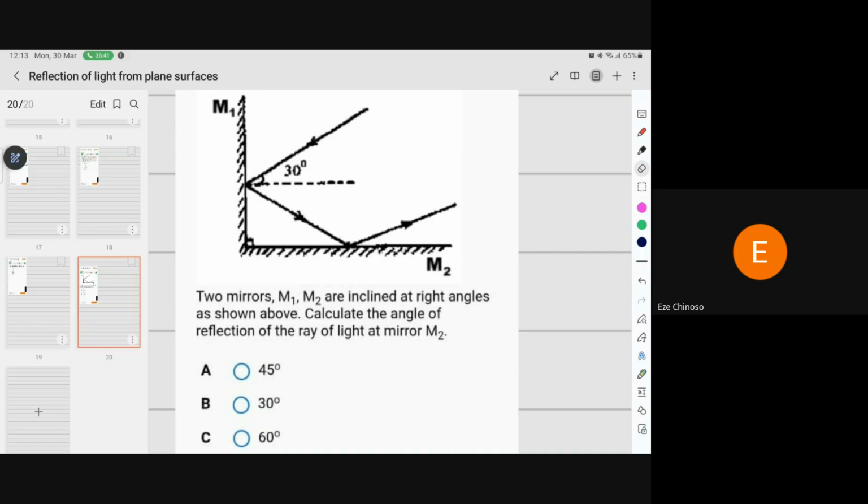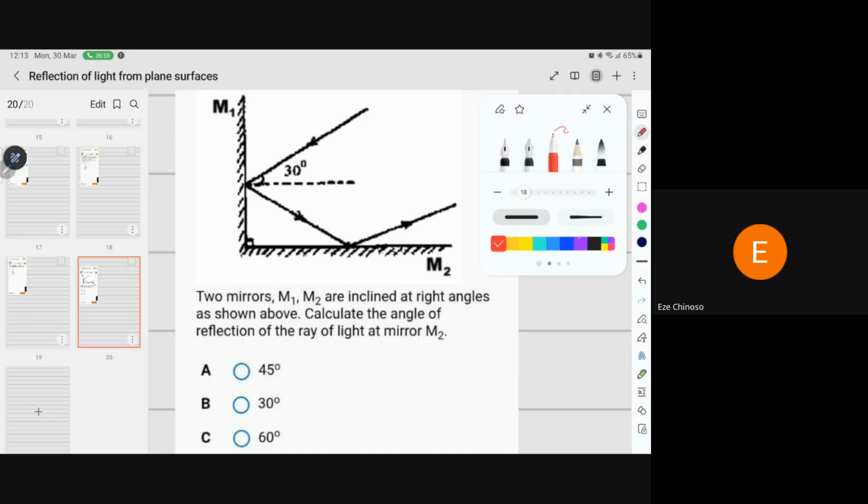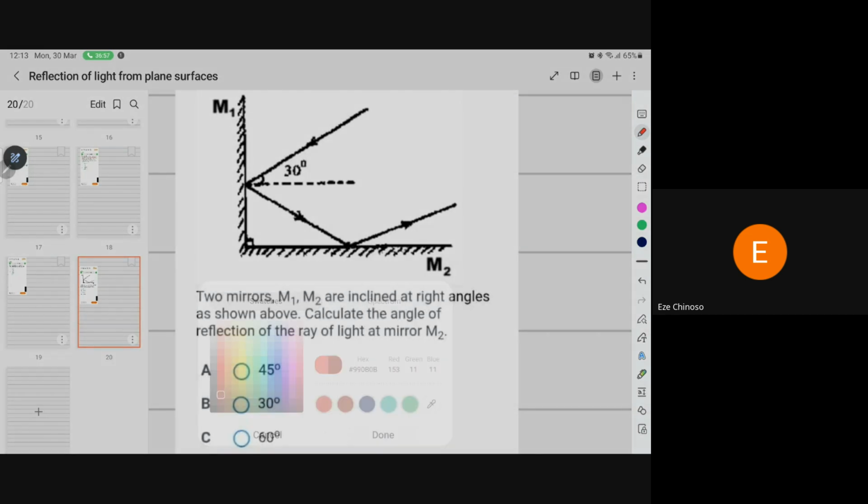Since the incident angle is equal to the angle of reflection on that second plane mirror M2, then on M1 the angle of incidence is 30. So likewise on M2 the angle of incidence should be 30. So that's why I said B. So the answer is 30 degrees.